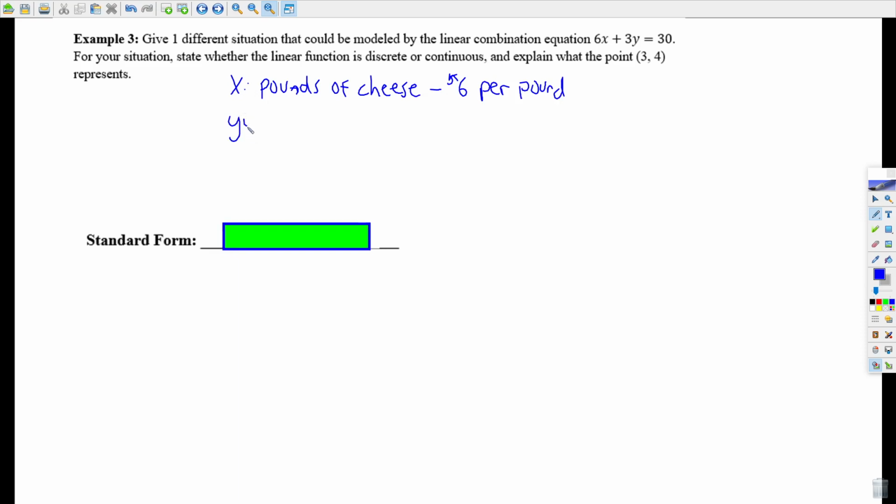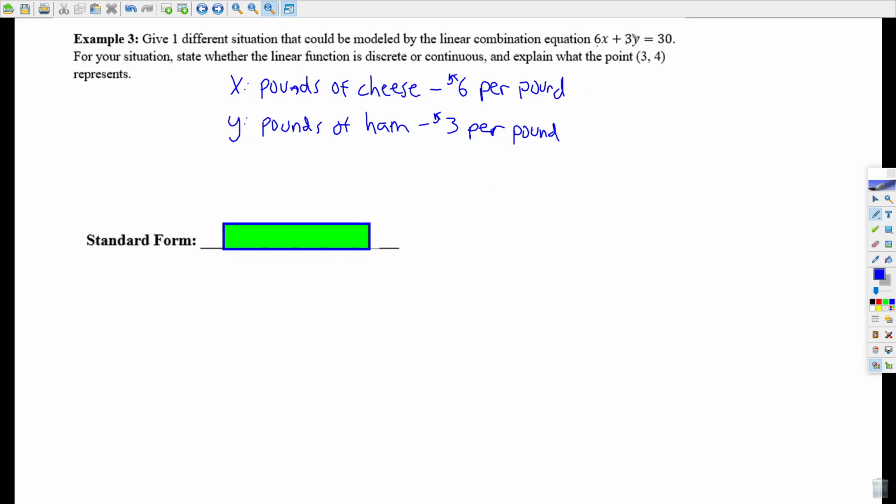My y value, what else am I going to be buying? Well, what else can we buy at the deli besides cheese? How about some meat? I'll do pounds of, how about ham? Maybe buy some sliced ham or just cut up ham. And how much would that be? So I'm just looking at this. We did 6x, which is 6 pounds of cheese, or $6 for a pound of cheese. And then 3y will be $3 per pound for ham.